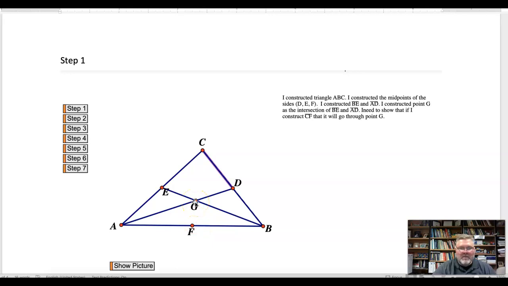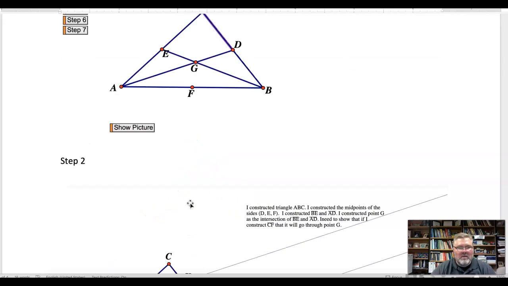That's how I'm going to show this proof: that CF is going to go through G, and then it must mean that all three lines are concurrent.